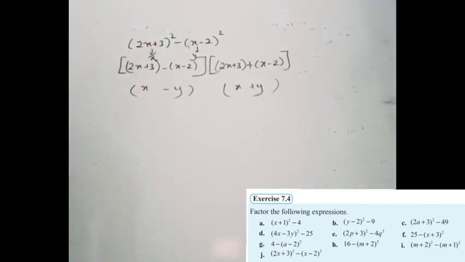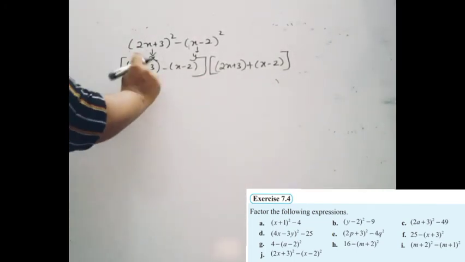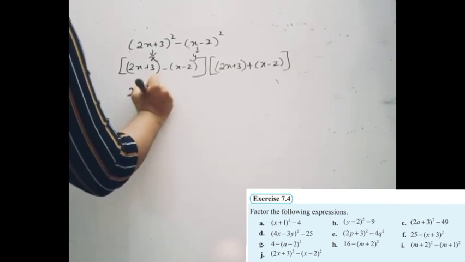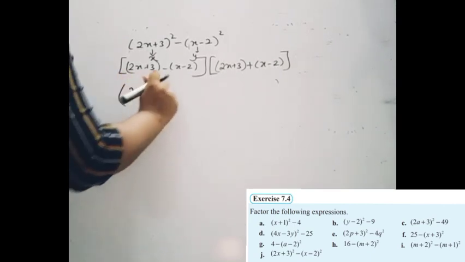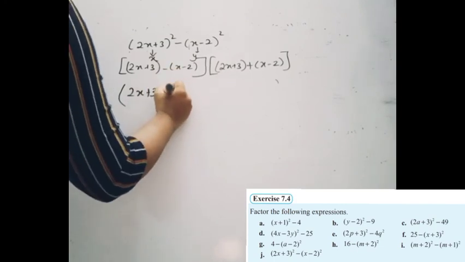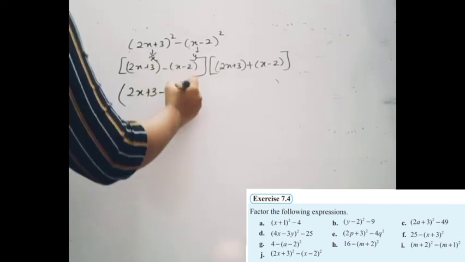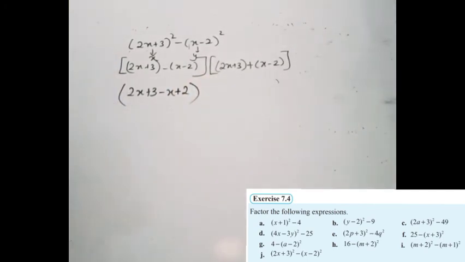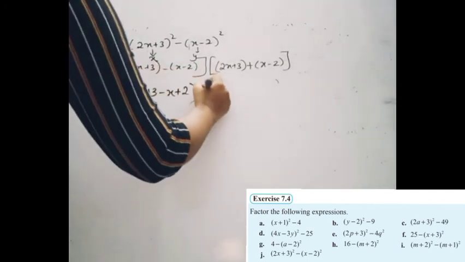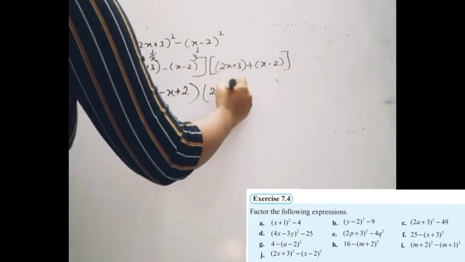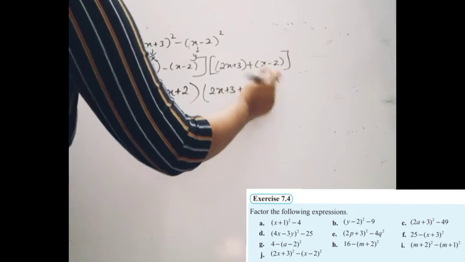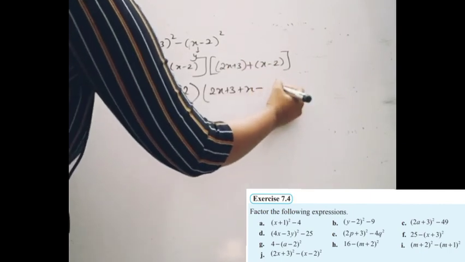Okay? Now, let's simplify this. So here I'll simplify it in detail. 2x plus 3 minus into plus minus x. Minus into minus becomes plus 2. Okay. Now the next one, 2x plus 3 plus into plus positive x. Positive into negative, we become negative 2.